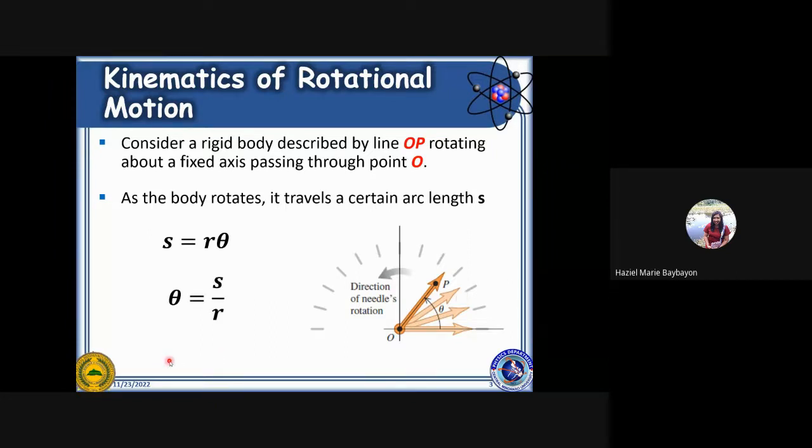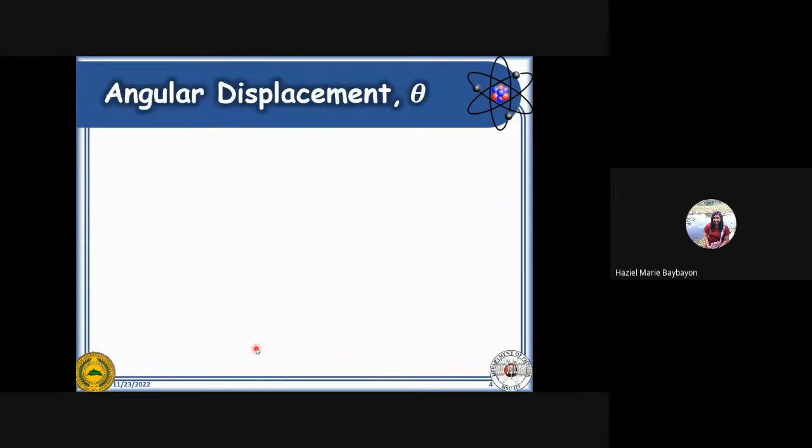Okay, now from here you can see that theta is just equal to the ratio of the arc length and r. So theta here is called the angular displacement. Okay, so it is the rotational analog. Theta is the rotational analog for displacement d sa katong kinematics nga equations. Okay.